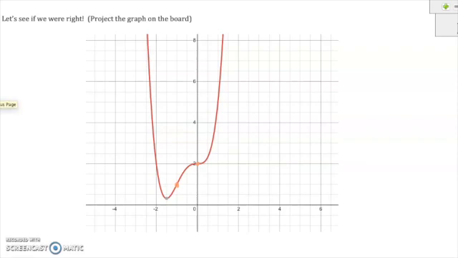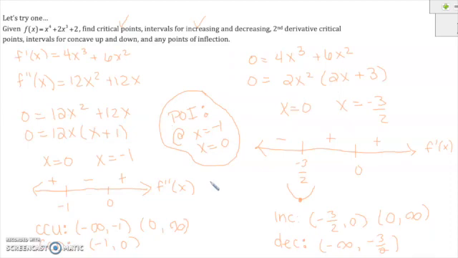Guys, this is craziness. We did not have access to a calculator, and we know exactly what this graph looks like. We know all of its special features. This is insane. So did I do everything? Second derivative, critical points, intervals for concave up, and points of inflection.